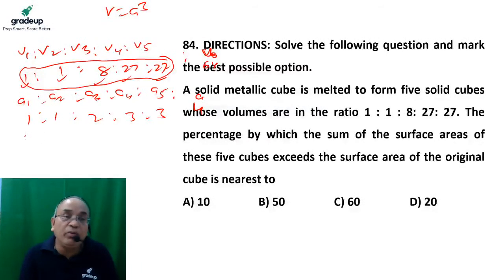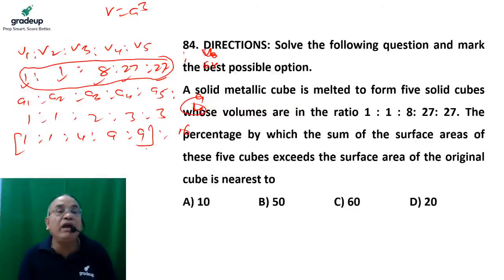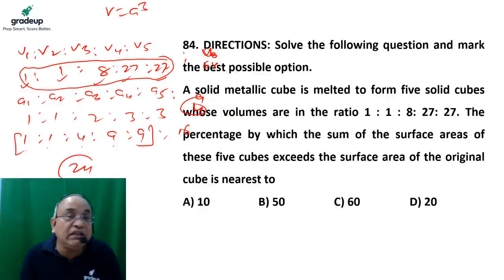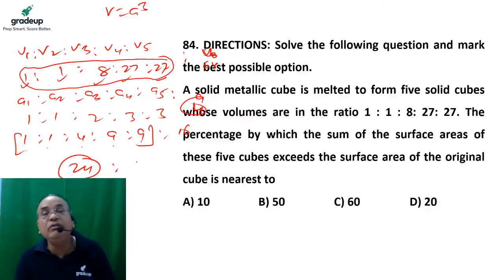So the surface area would be 1 square, 1 square, 4, 3 square is 9, 3 square is 9, and originally 16. So this is the surface area of those 5, which is nothing but how much? 9 plus 9 is 18, plus 4 is 22, plus 1 is 23, plus 1 is 24. So 24 is the surface area of those 5, which are made by melting the original one, and 16 is the volume of the original one.